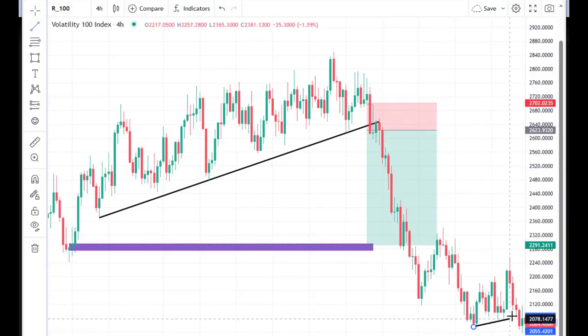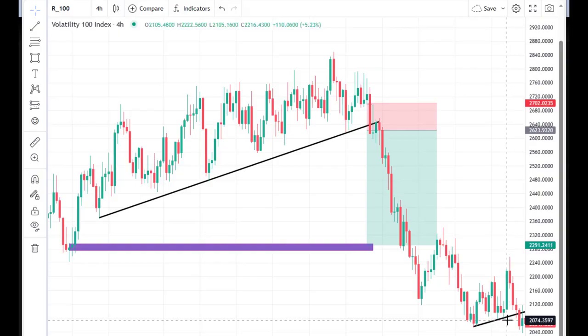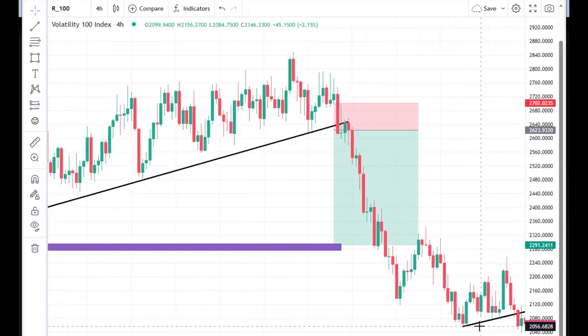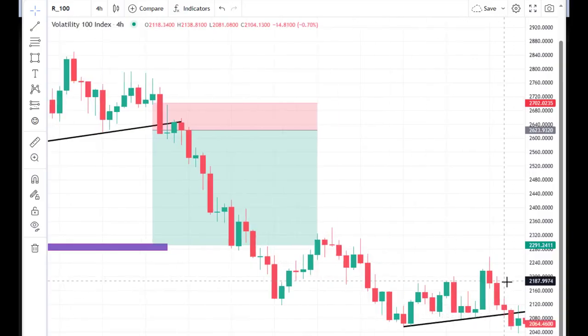You can still connect like that. You see how I do my connection. I make sure that the trend line just passes at the top of the wicks of the candle. Now what happened here, we had a breakout with strong bearish momentum.